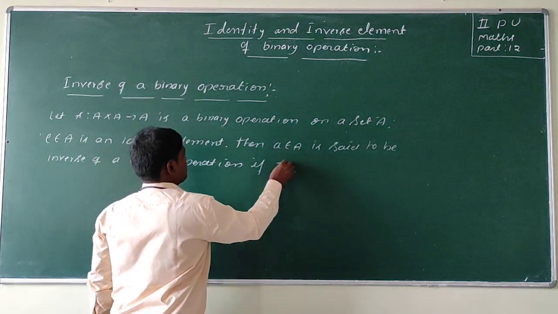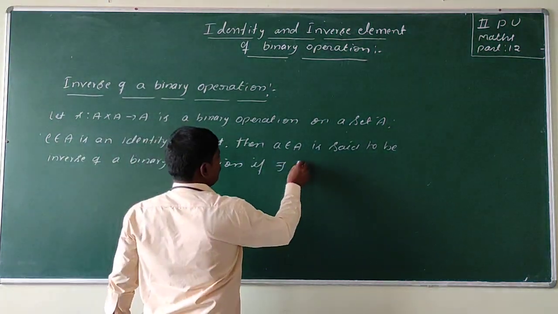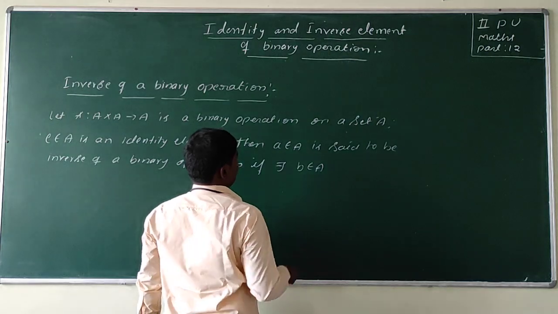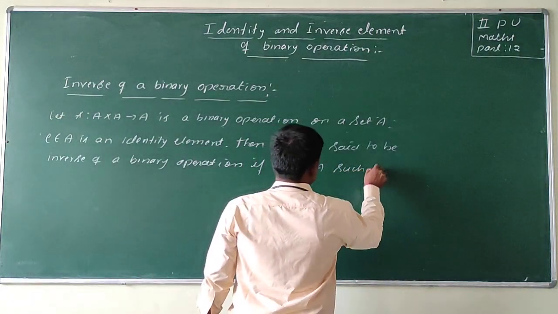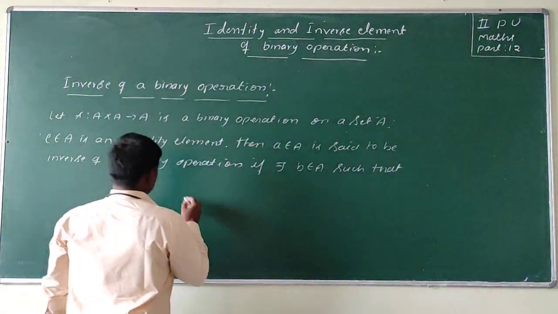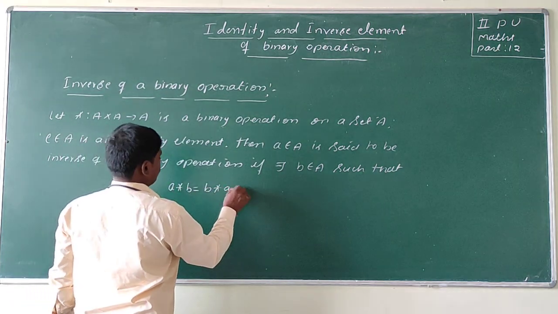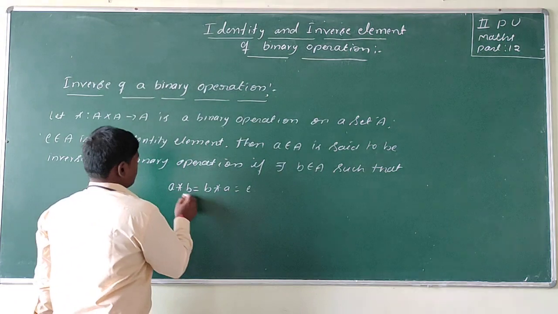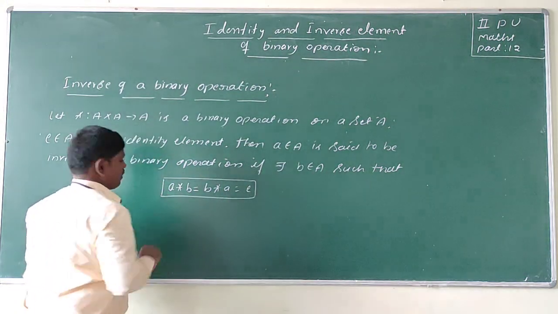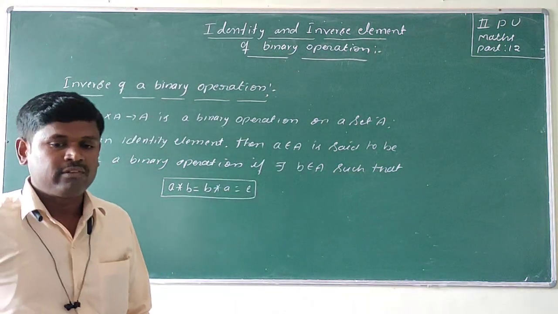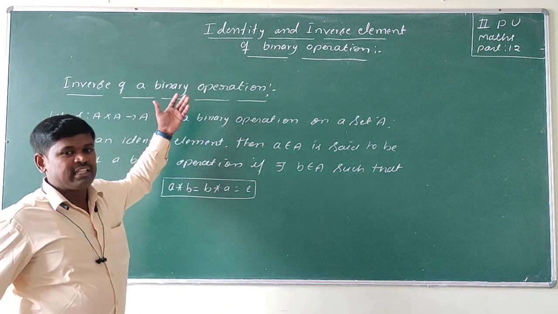if there exists b in A such that a star b is equal to b star a is equal to e. So this is the definition of the inverse element of a binary operation.